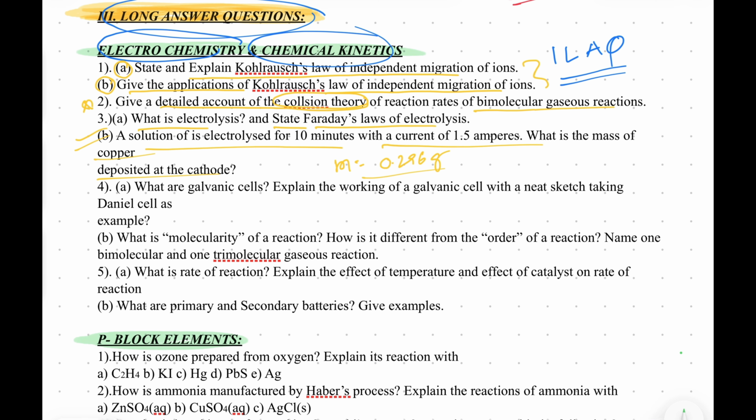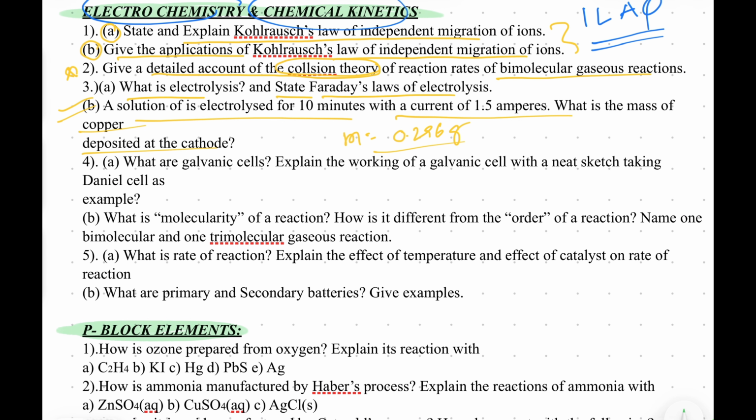Next one you can see, the fourth question. Here, what are galvanic cells? That is given as the working of a galvanic cell. Sketch the diagram. We need a diagram of the Daniell cell or voltaic cell or galvanic cell.